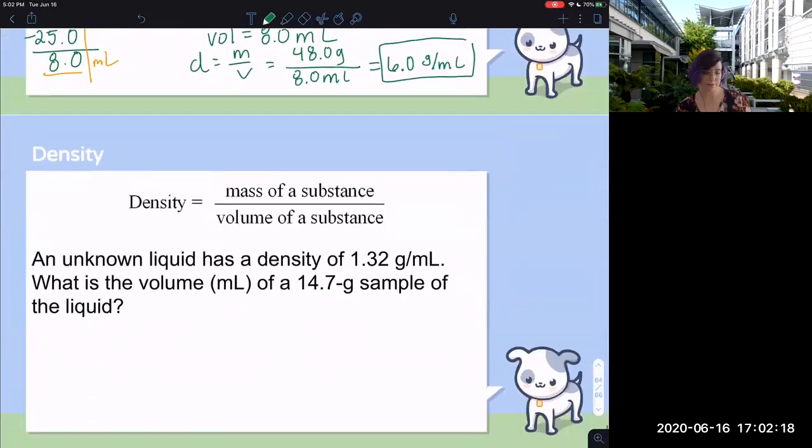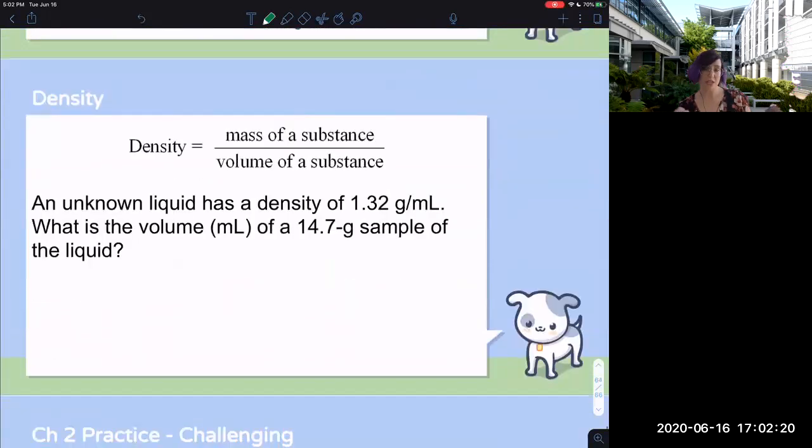Let's do another one. So here I'm going to give you a density. We're going to use it. You know how I want to use it. Try it that way. If you want to do algebra, go for it. If you want to try it my way, try it my way.